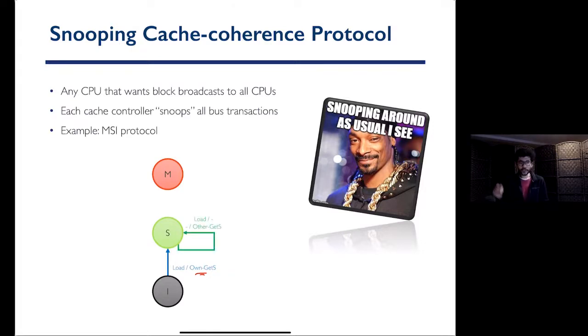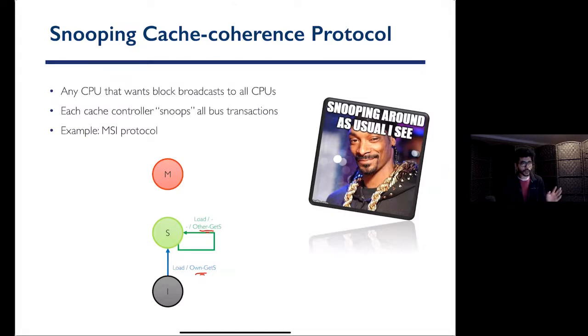Now, as long as you issue loads, you should be fine. You don't need to do anything because you have it in shared state. Your cache controller doesn't need to send any message to anyone because you're just reading. If others send GetS, again, you don't need to do anything. If you're snooping on the bus and you hear some other cache controller sending GetS, you're like, okay, sure. I'm not going to do anything because others also want this in shared state. I'm fine because I'm also having it in shared.